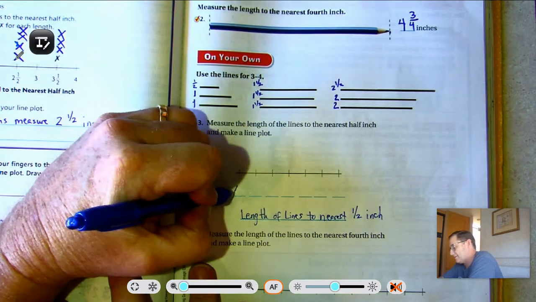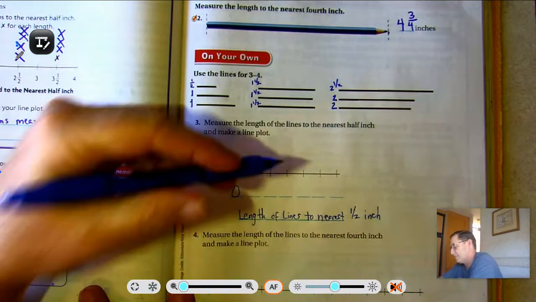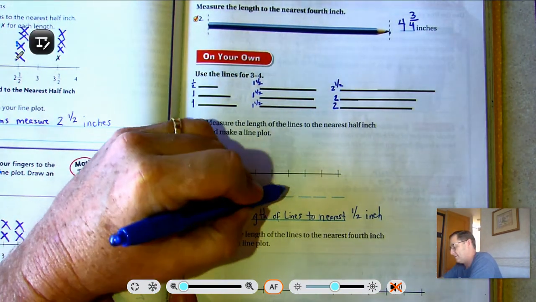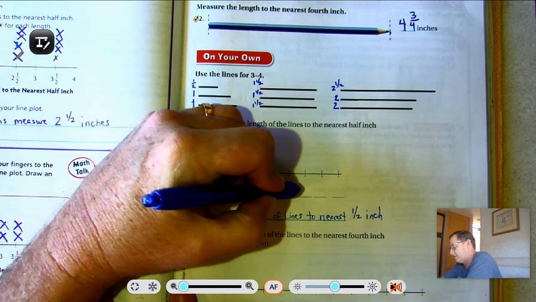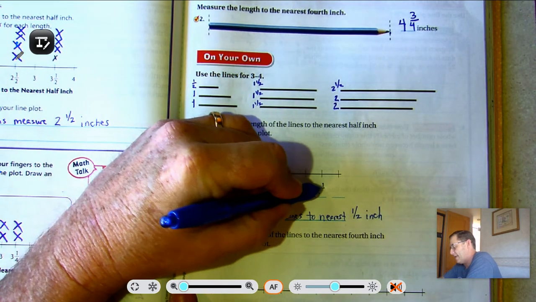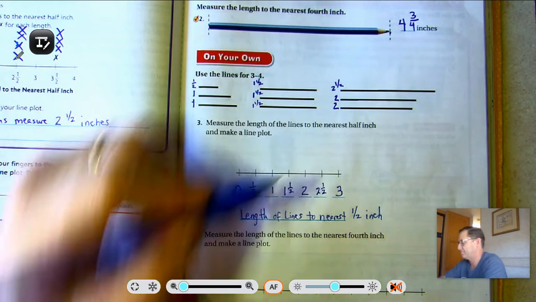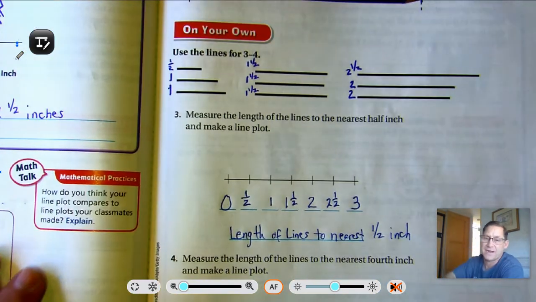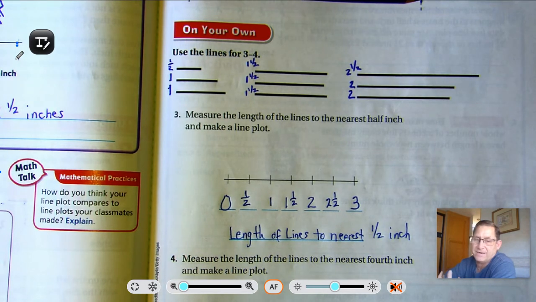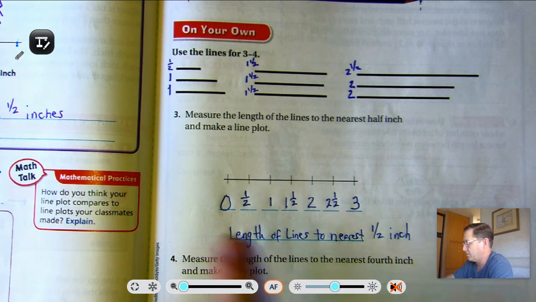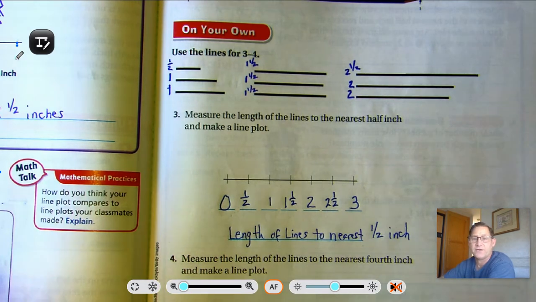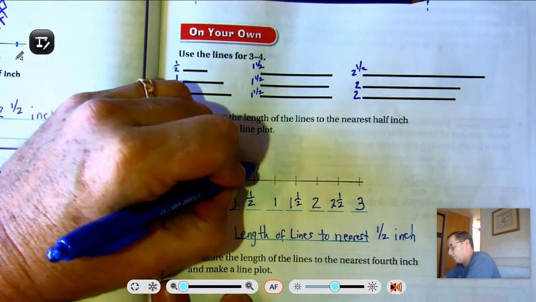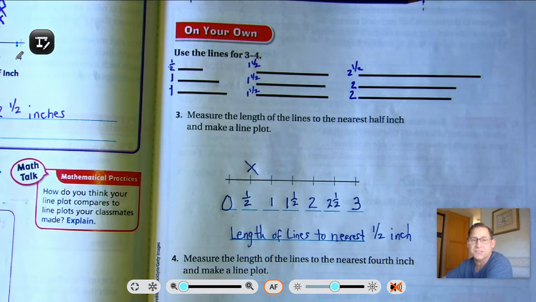So what if we said this first one was 0, and then 1/2, 1, 1.5, 2, 2.5, 3. Okay, that would include all of my possibilities, right? None of my lines were longer than 3. None of them were 0. So it's going to be in between these, right? So how many were 1/2 inch? 1. So only one line was 1/2 inch.